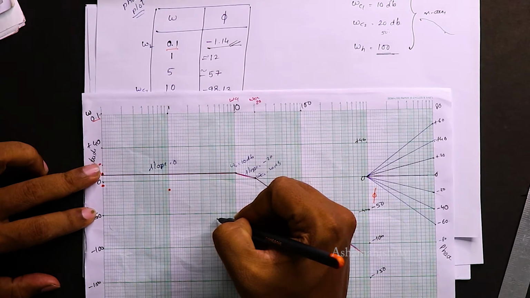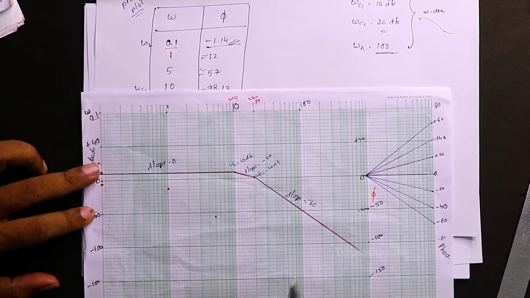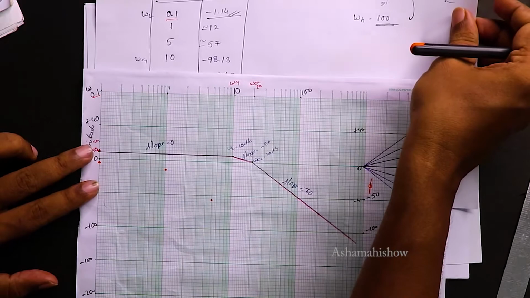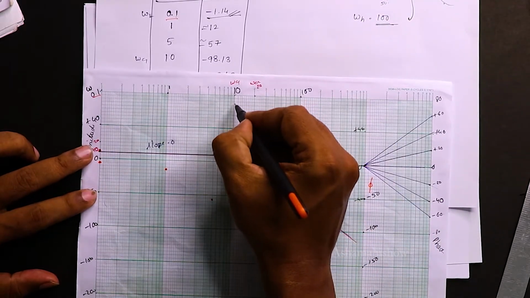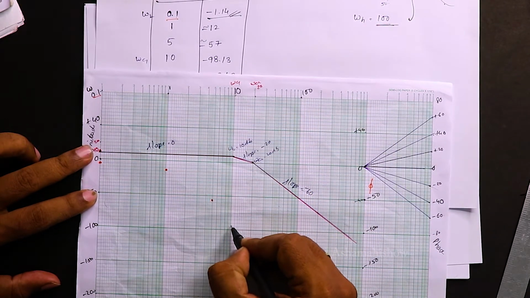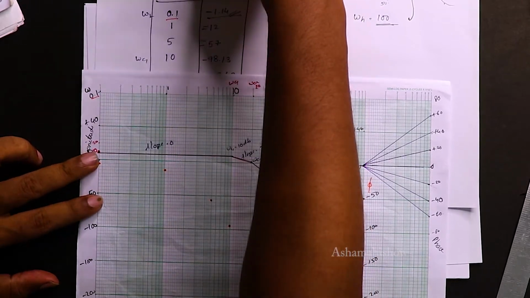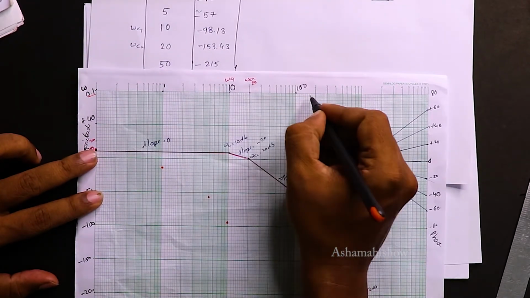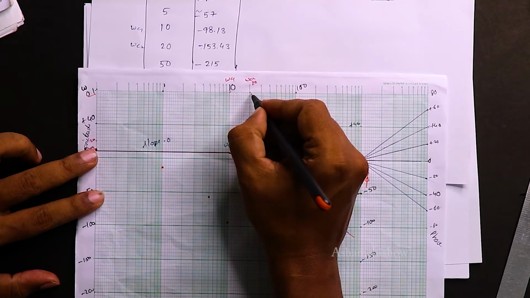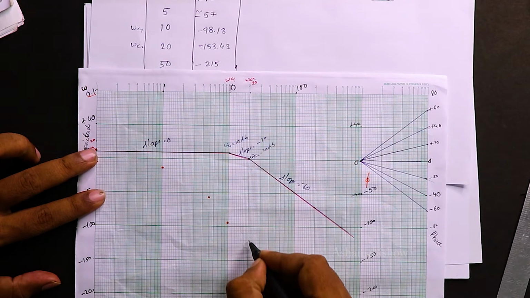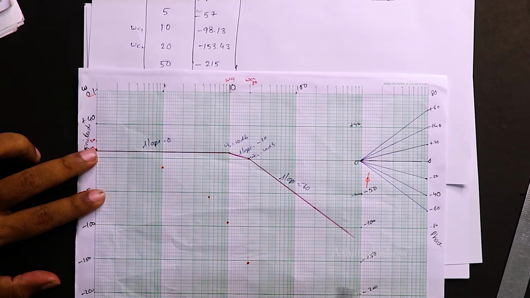Draw very carefully. 57 is here. For 10, it is minus 90. This is 10. Then it is minus 90, it will be here. For 20, so this is 20. See, for 100 it is 20. For 20 is minus 153. So somewhere this will be here, 153.